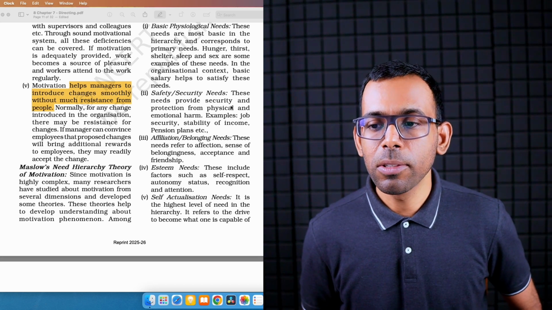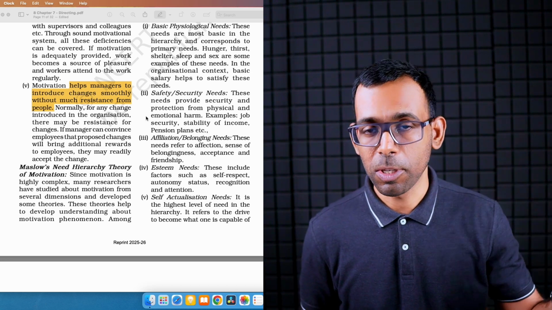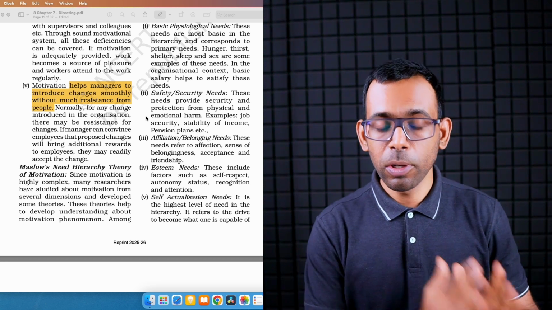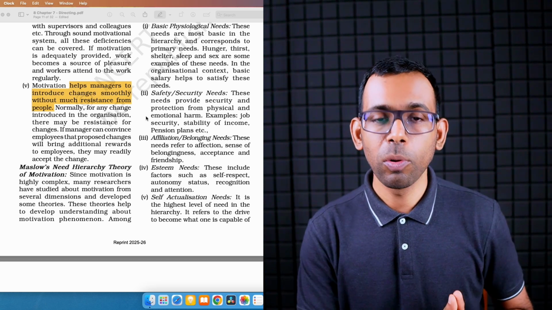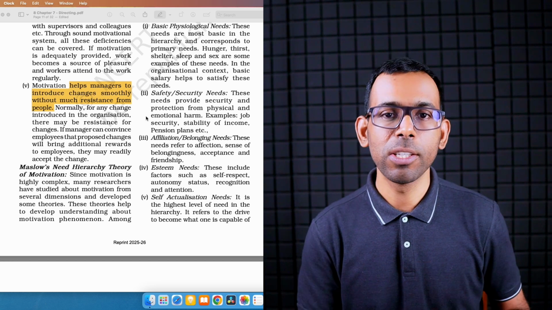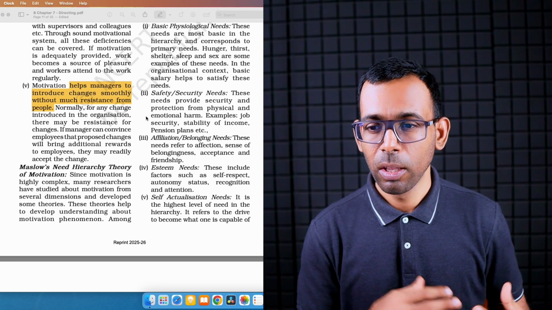Safety and security needs talk about, you have to think from a jungle's perspective, a Sahara's perspective. At the early stages of human evolution, make sure you don't get killed by a lion, make sure you don't get killed by a tiger. Okay, so that's the safety and security need. Or make sure you don't get killed by a bacteria or virus, all these things.